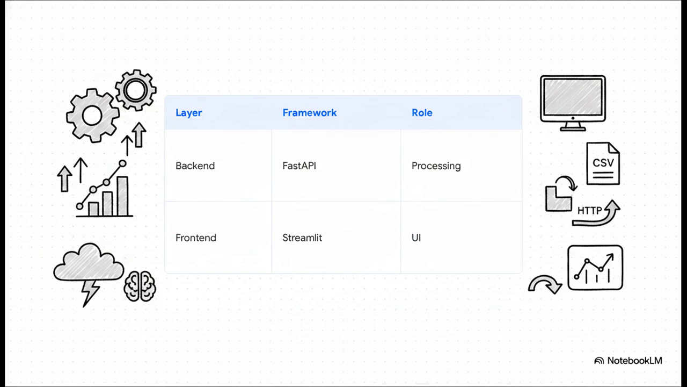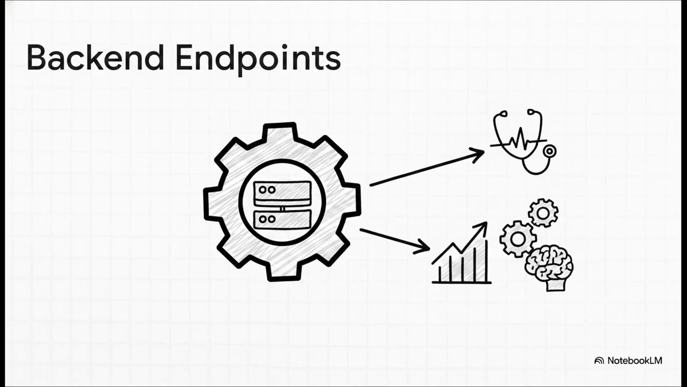It just takes your CSV upload, shoots it over via HTTP post to the backend, and then neatly renders the chart and text it gets back. It is a wonderfully clean setup. So, how exactly do these pieces talk to each other?